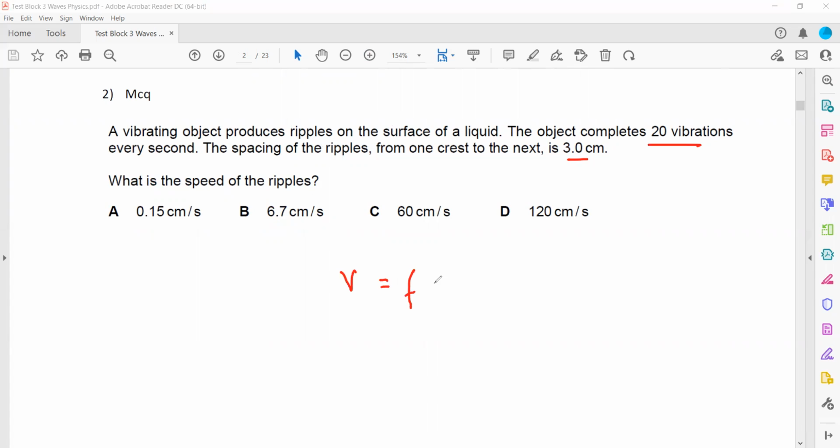Speed is frequency multiplied by wavelength. The number of vibrations every second is the frequency, so frequency is 20. And the wavelength, the distance from one crest to another, is 3 centimeters, so lambda is 3 centimeters. If wavelength is in centimeters and we multiply by frequency, we get speed in centimeters per second. So 20 multiplied by 3 is 60 centimeters per second. So C will be the right answer.